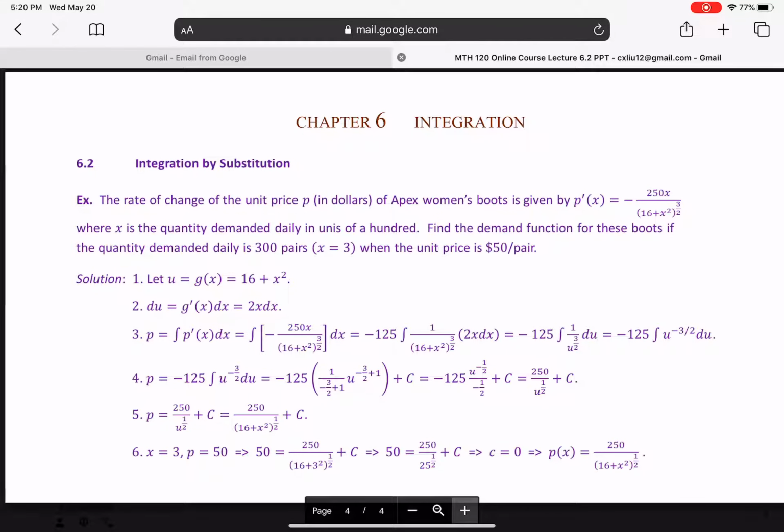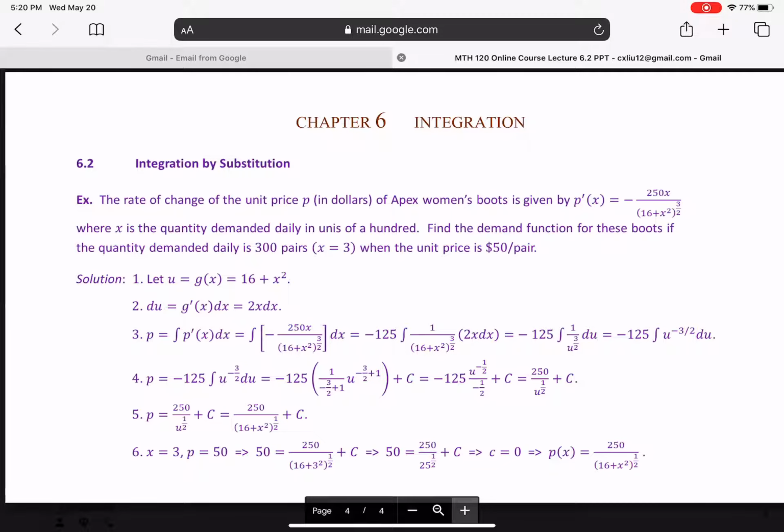Let's do an application problem in economics. The rate of change of the unit price p in dollars of Apex women's boots is given by p prime equals negative 250x over (16 plus x squared) to the 3/2, where x is the quantity demanded daily in units of 100. Find the demand function for these boots if the quantity demanded daily is 300 pairs, or x equal to 3, when the unit price is $50 per pair. So this is a differential equation, and the initial condition is given. So this is an initial value problem.